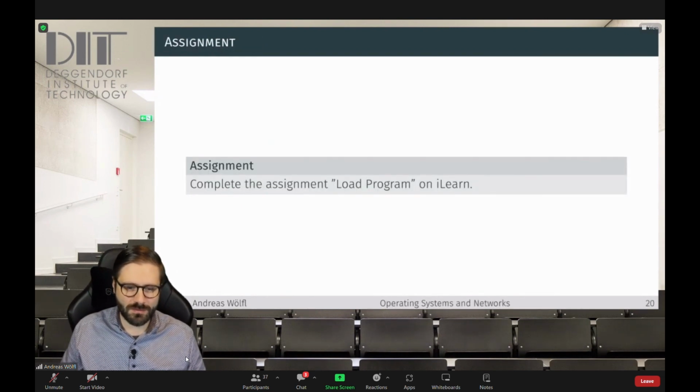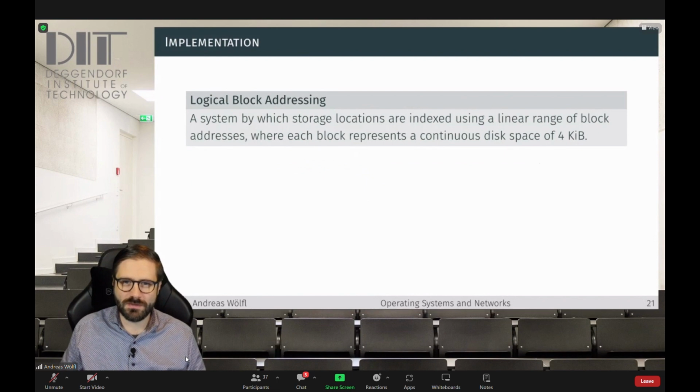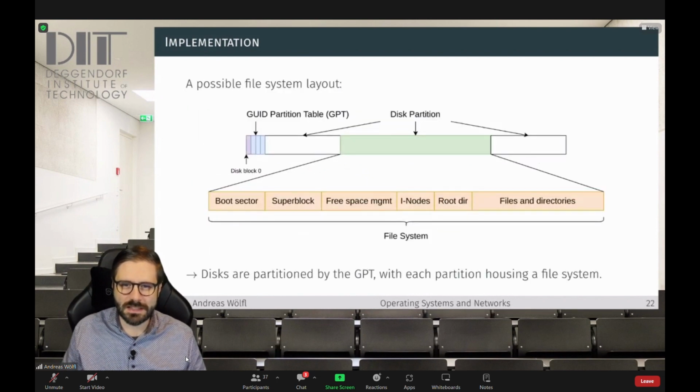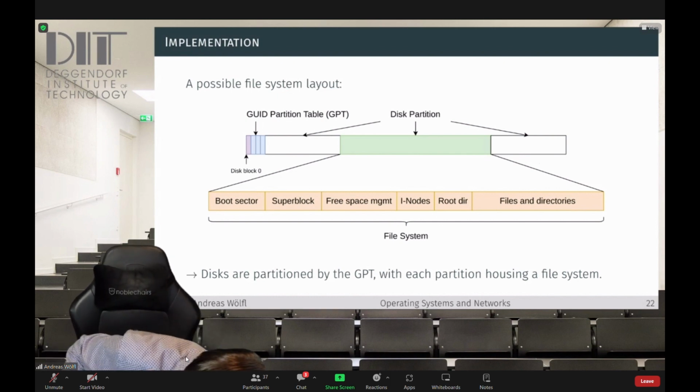But still, we talked about the file system implementation. We talked about logical block addressing. We talked about the main components of a file system being the boot sector, where the information lies to boot the system.